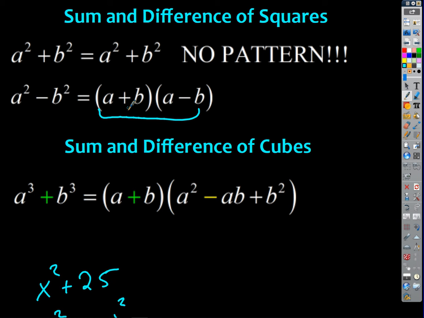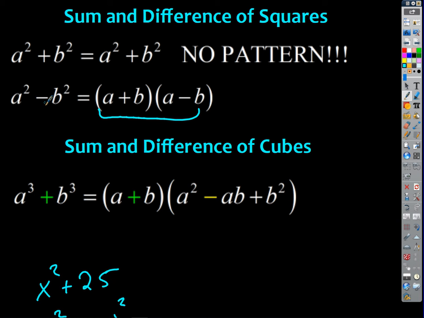Conjugates are just where the terms are the same, but I'm adding them for one factor and subtracting them for the other. So a plus b and a minus b, or a and b could be anything. But if it fits that pattern, we call those conjugates. If I multiply conjugates together, we found that we end up getting a difference of squares, a squared minus b squared. And that goes back to, I think, assignment 5.3.